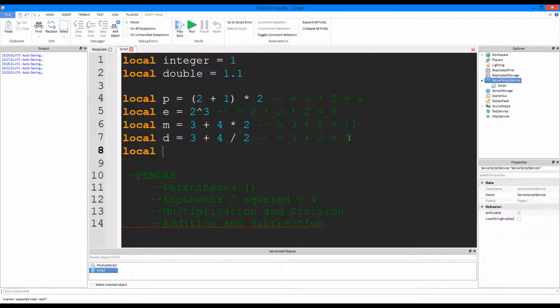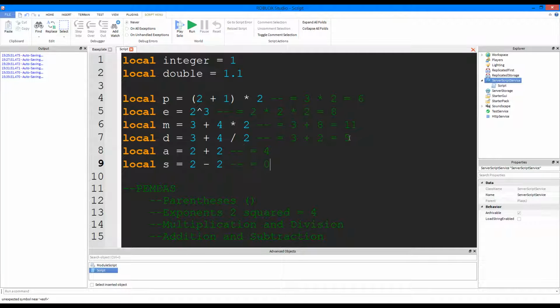Next up is addition. So A equals, now, addition and subtraction actually go last. So I'm actually not even going to do anything, but I'm just going to do 2 plus 2 equals 4. And then local S equals 2 minus 2, which equals 0. Okay, so addition and subtraction go last. Now, let's also just remember this. All of these also go left to right.